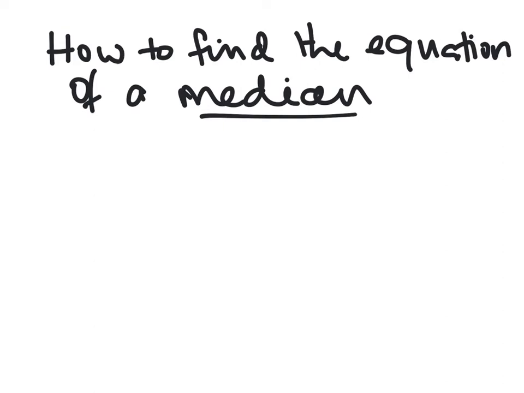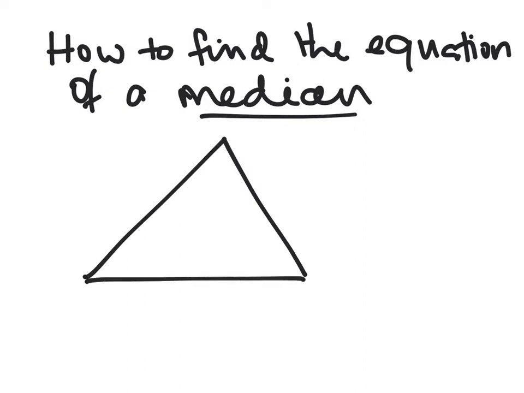Okay, here we go, how to find the equation of a median. So to find the equation of a median, we need to know what a median actually is. If we take a triangle, similar to this, a median is a line from one corner to the opposite side that splits it in half. The important thing here is it splits it in half.